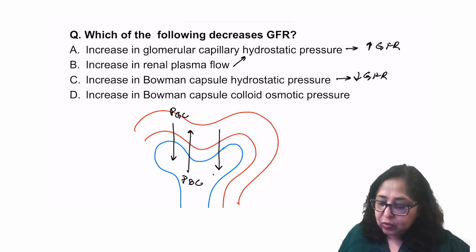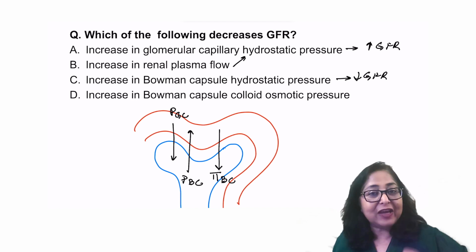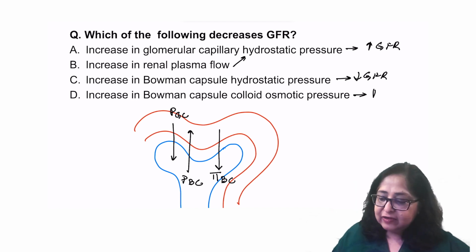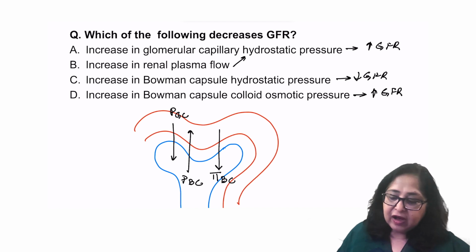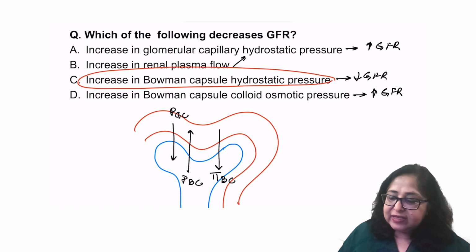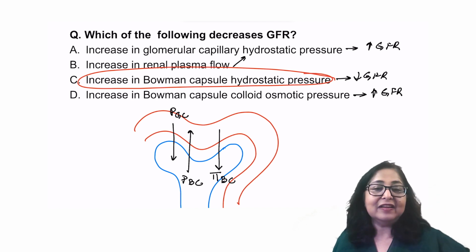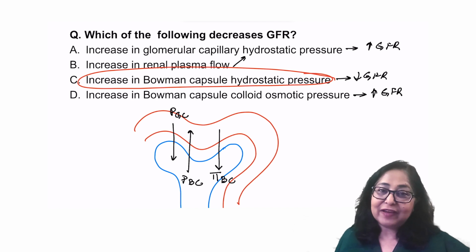Increase in Bowman's colloid osmotic pressure, or PiBC, is a force which is favoring filtration. This will increase the GFR. So my answer to this question is C. Increase in Bowman's capsule hydrostatic pressure will oppose the filtration and decrease the GFR.